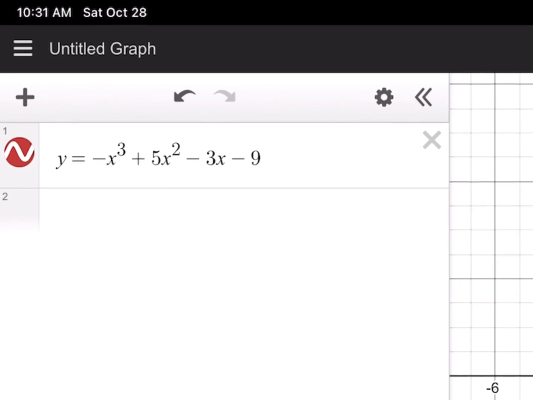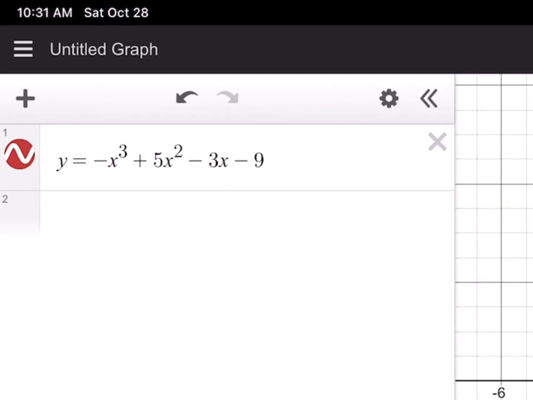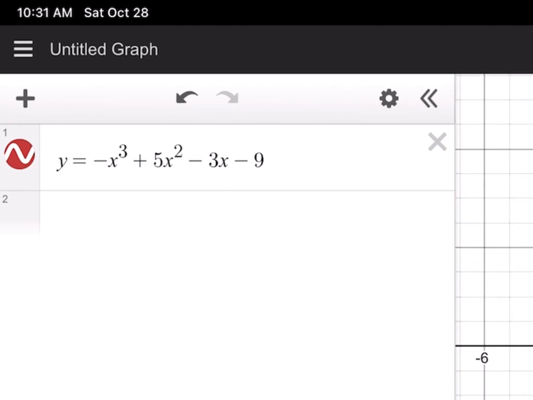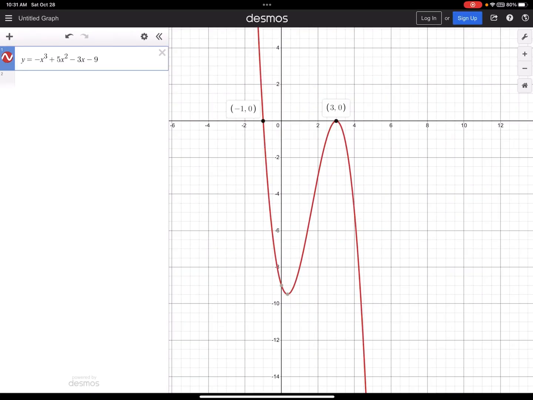So I typed in the polynomial y equals negative x cubed plus 5x squared minus 3x minus 9, and I get this graph here. There are two roots from the graph. The roots are the x-intercepts, negative 1 and 3. Furthermore, if you recall, if a polynomial crosses the x-axis at a root, like at negative 1 here, that suggests that the multiplicity of that root is odd. So it would have to be 1, 3, 5, 7, etc.